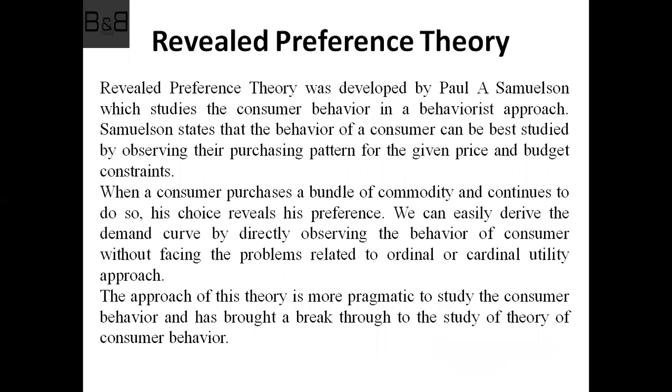Revealed preference theory, developed by Paul A. Samuelson, takes the behaviorist approach to analyze consumer behavior. The cardinal or ordinal approach considers the utility function of consumer behavior. However, revealed preference theory doesn't consider any formal expression of the utility function. Rather, it is assumed that whatever the consumer reveals in the market is best for the consumer.